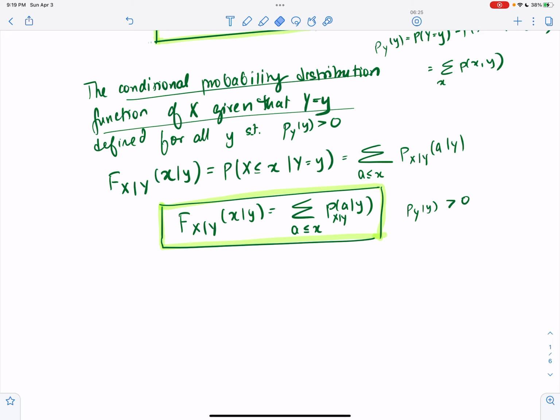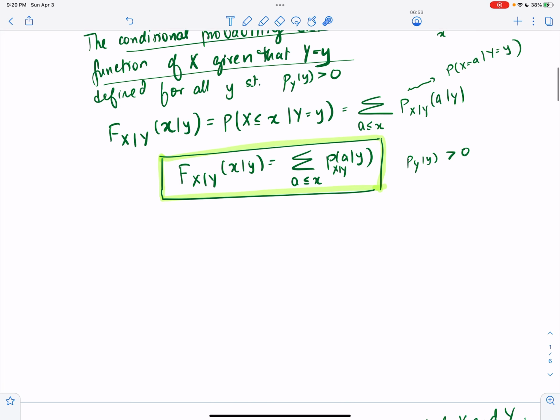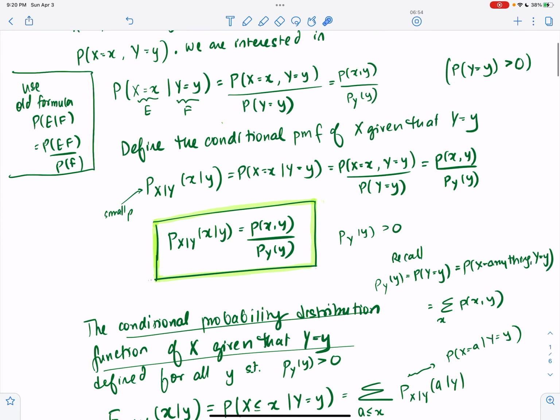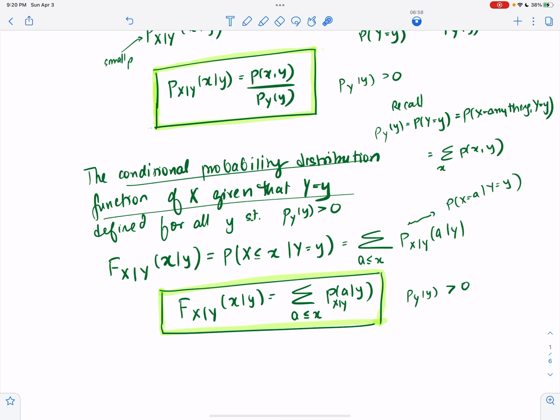But anyway, this is you adding up the probability. If you remember, this is the probability that x equals a given y equals y. So you're adding all these up over all the a's that are less than or equal to x. So this is the conditional probability distribution function of x given that y equals y. And of course, you need to define it for all the y's where the probability of y equaling y is positive. Okay, so these are the two main formulas you have.